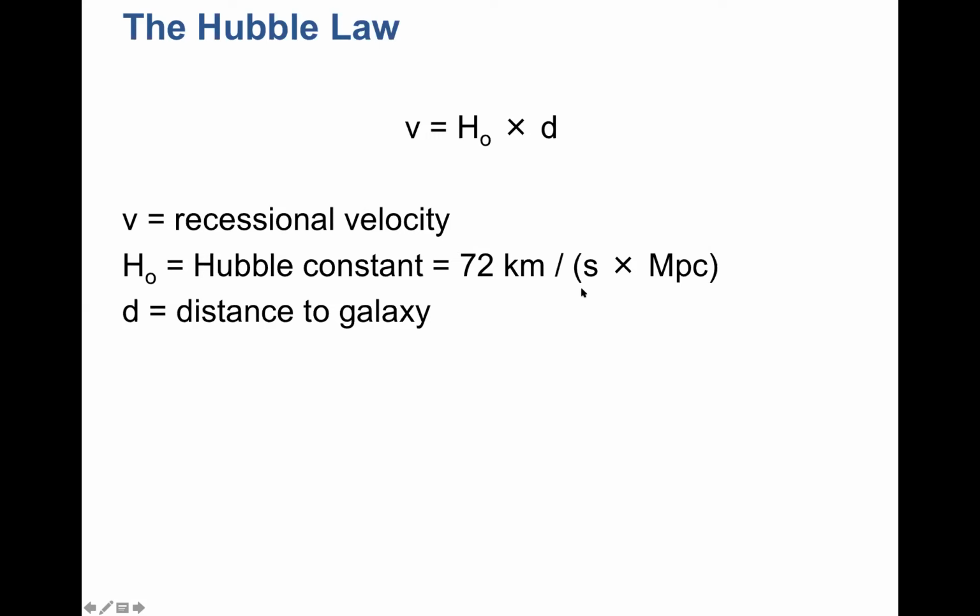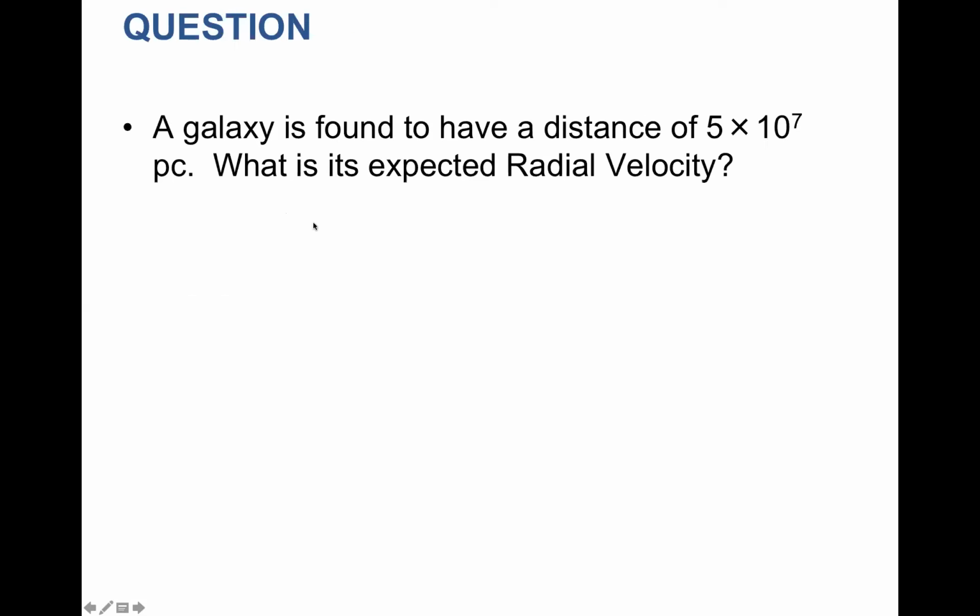Okay, so let's use this formula. We can now use this formula to get relative distances and radial velocities if we know one or the other. So let's say a galaxy is found to have a distance of 50 megaparsecs, which is 50 times 10 to the 6 parsecs. What is the expected radial velocity? Well, let's do it. Now we'll come back to the whiteboard.